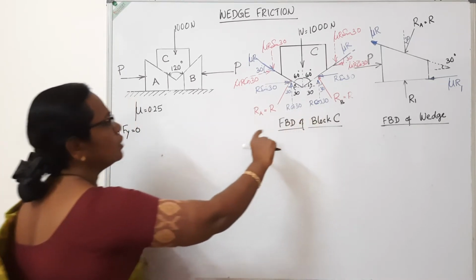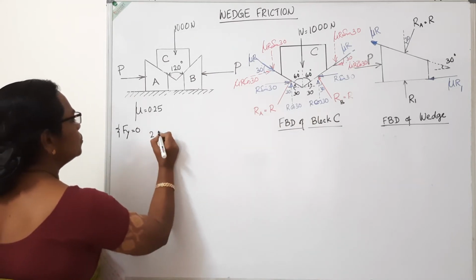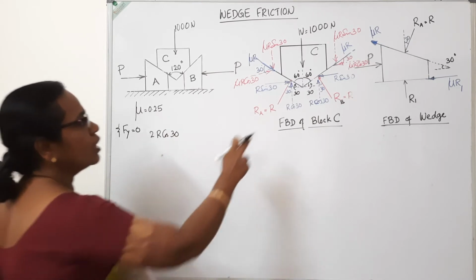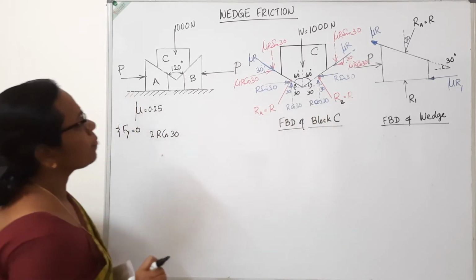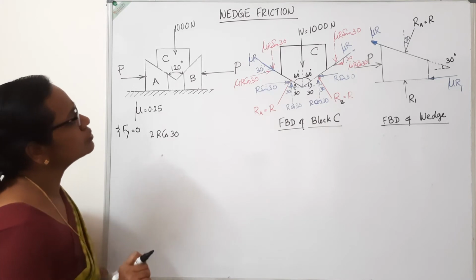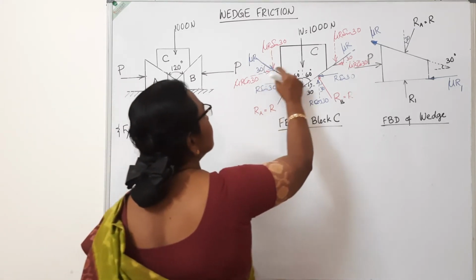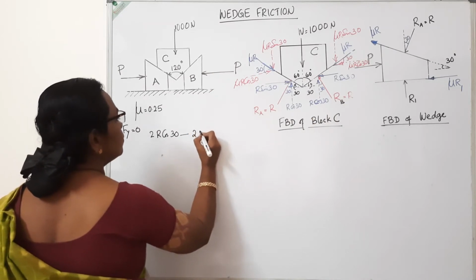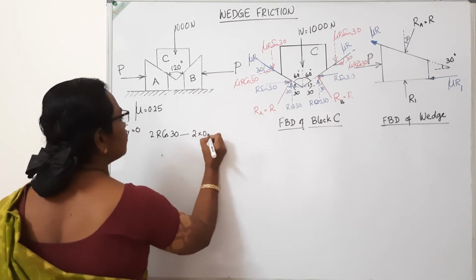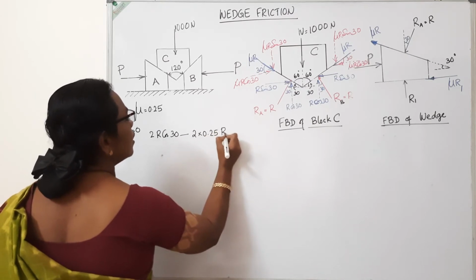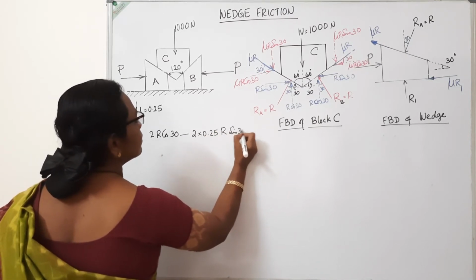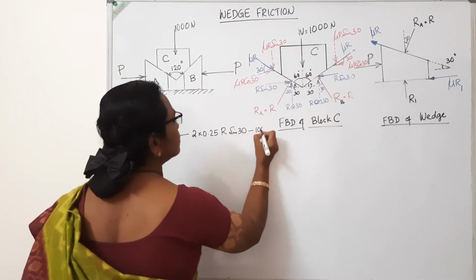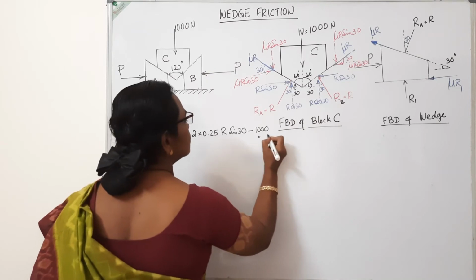These two are upward. So I will write 2 R cos 30, this R cos 30 plus R cos 30. Then downward forces, this mu R sin 30, mu R sin 30. So minus 2 mu, mu is 0.25, R sin 30. Then the downward force is W, minus 1000 is equal to 0.